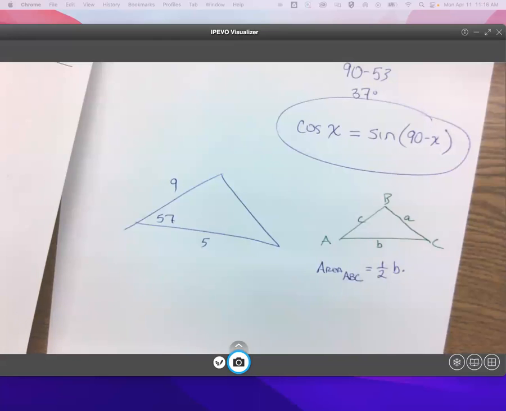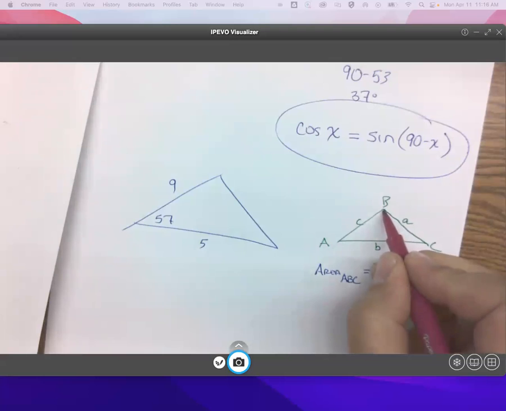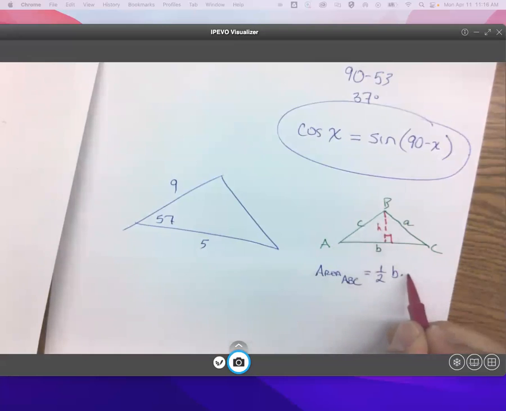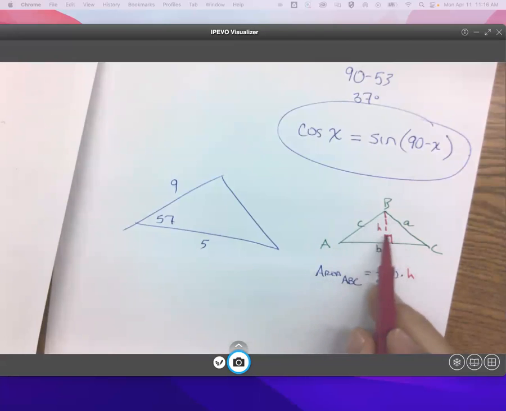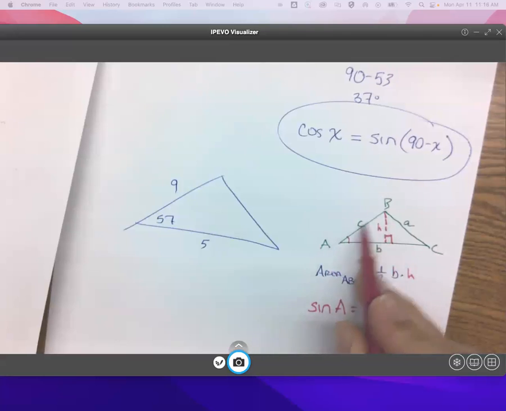What do I put as my height? It wouldn't be C or A, would it? Because it has to be perpendicular to this base. So if we're saying 1/2 this base, we'd need to have whatever it is that comes down like this, and that would be our height. So the area would be 1/2 base times height. But if we didn't have this, we could use sine. What would the sine of A be? Good. It would be the opposite side over the hypotenuse. So it'd be H over C, which means I could cross multiply and get that H is equal to C times sine of A.